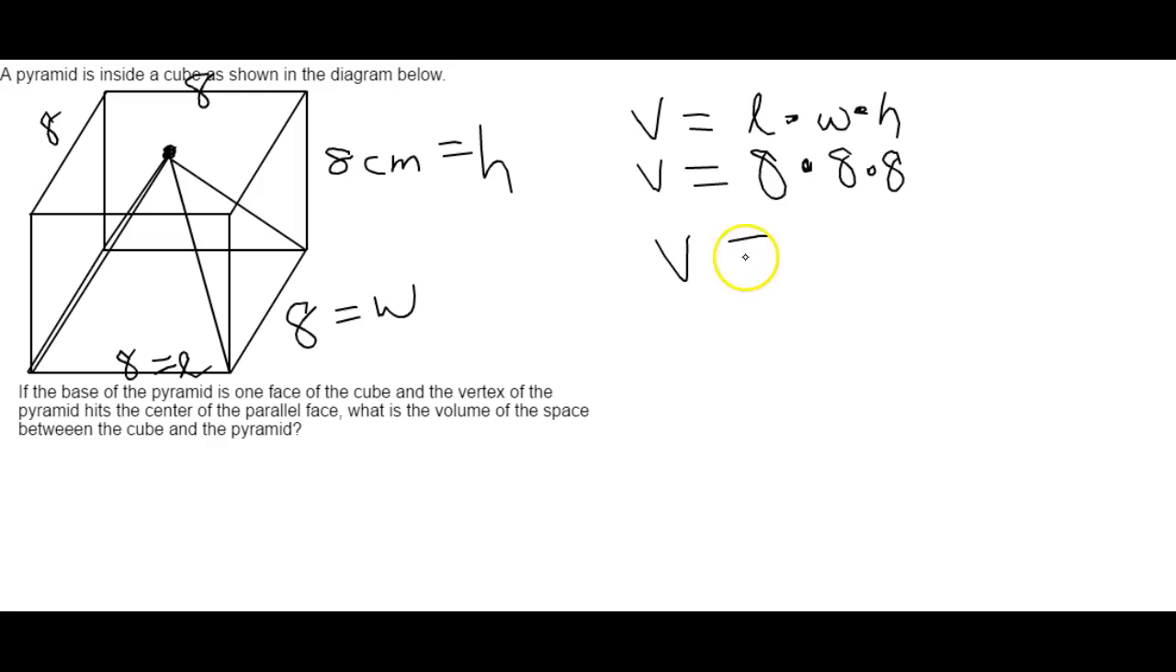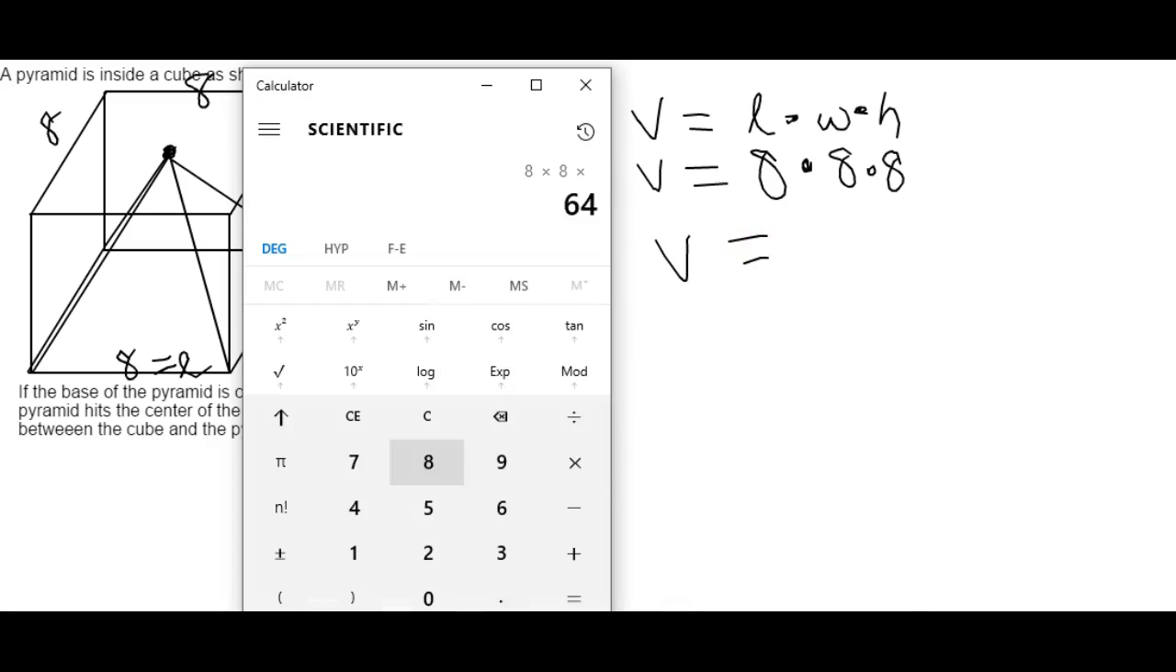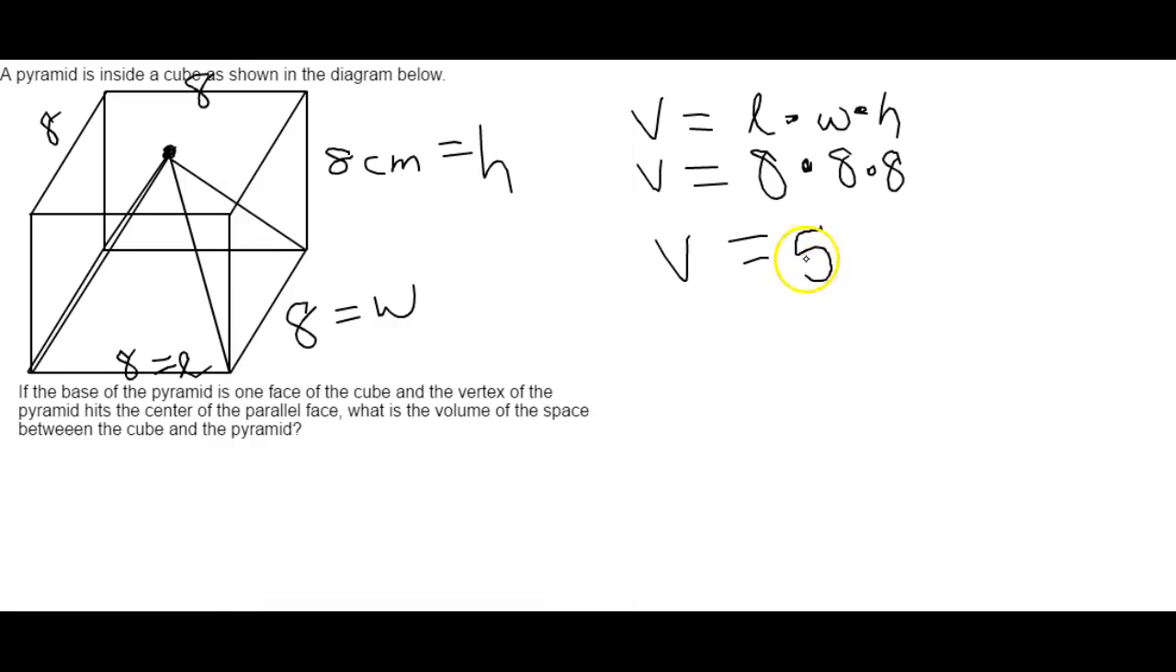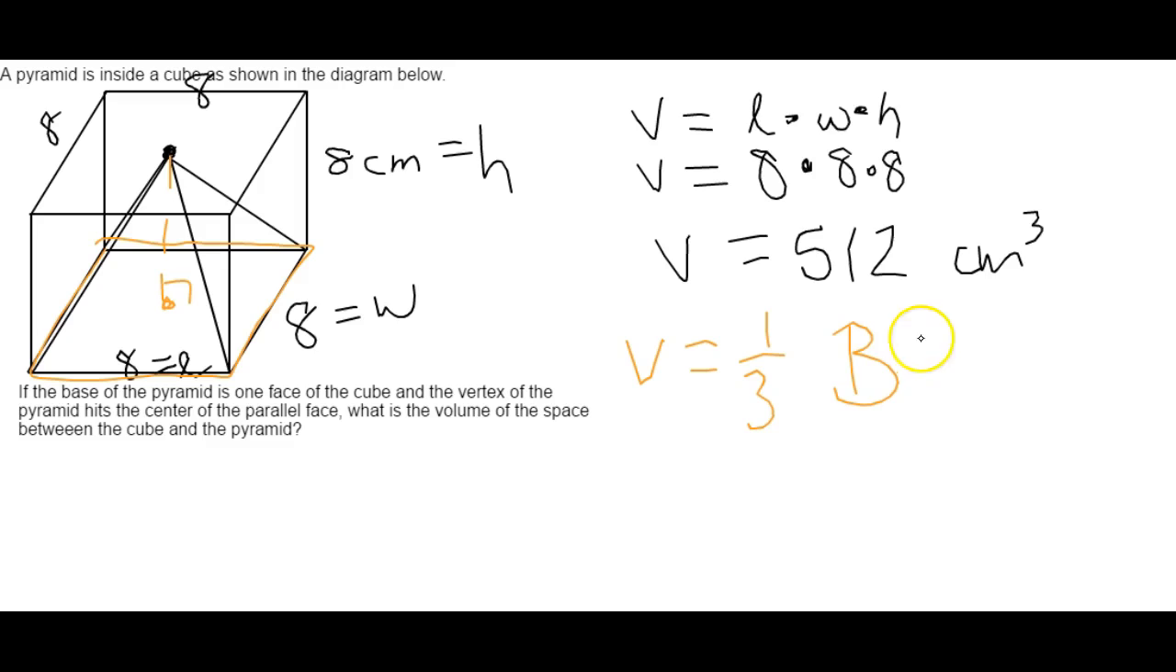So volume would be 8 times 8 times 8, or 512. So that's the volume of the cube, and we can put the units on it as well. Then we need the volume of the pyramid. Well, the pyramid, we needed the base of the pyramid and the height of the pyramid. Volume of a pyramid is 1/3 times the area of the base times the height of the pyramid.